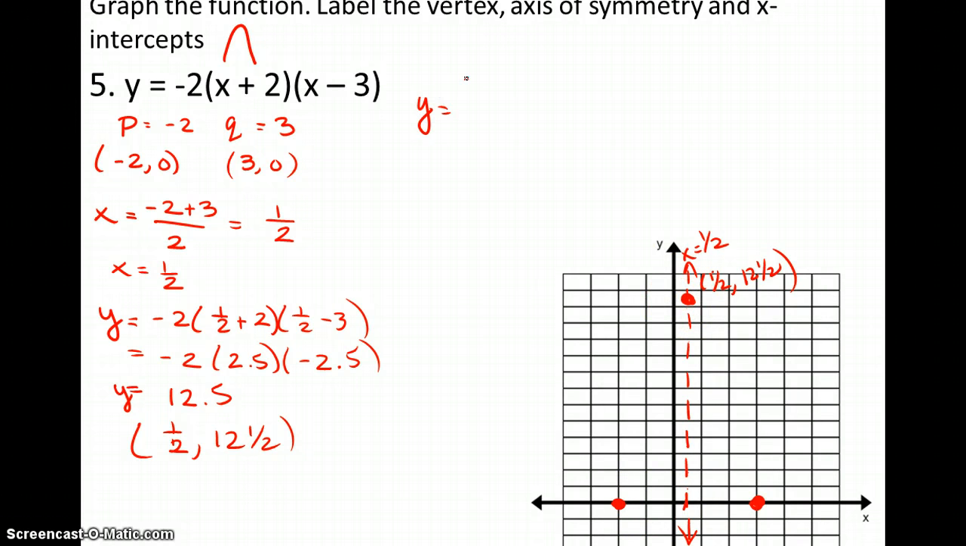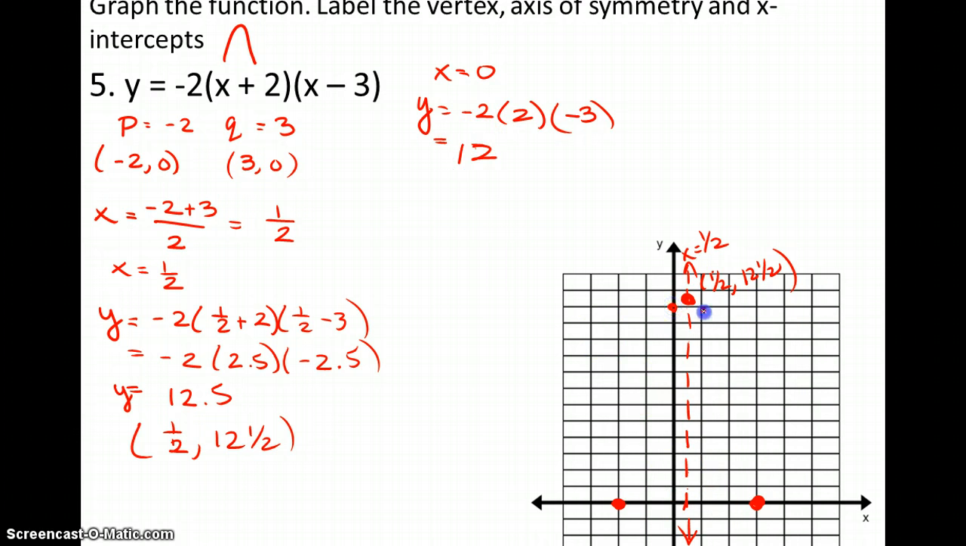So if you're not good at drawing these so much, pick a point that's a little bit further, like negative 1, and then you'll be okay. But I'm going to do x equals 0. So I get negative 2 times 0 plus 2 is 2, and 0 minus 3 is negative 3. So when I multiply all these out, I get 12.